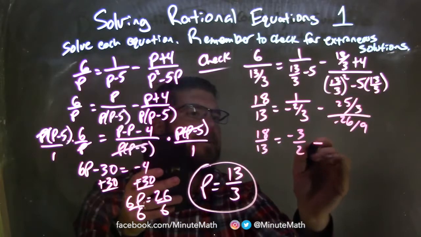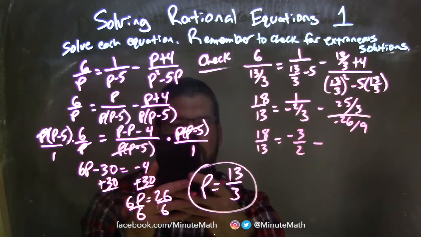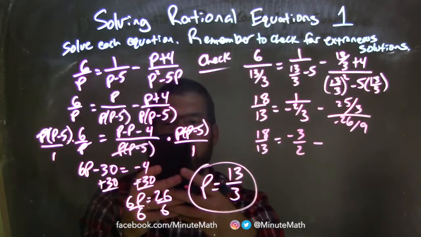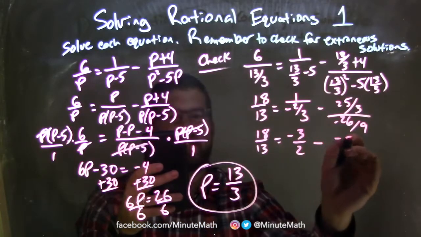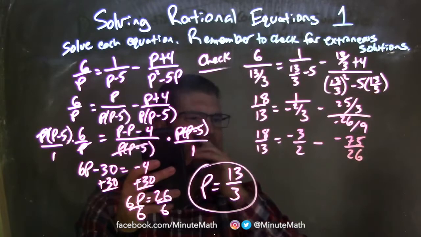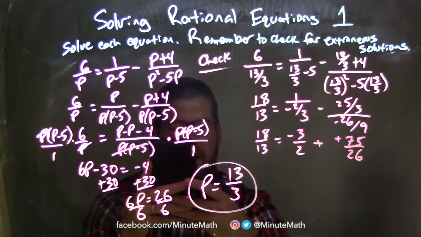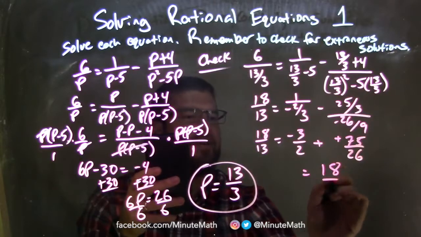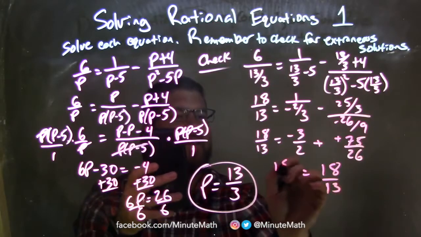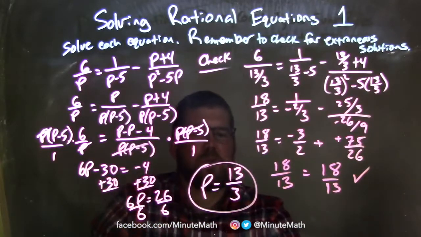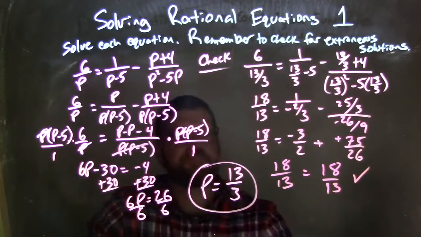That's correct. Minus here. And what's 25 thirds divided by a negative 26 ninths? And we have here a negative 75 over 26. Okay. Well, that becomes plus a positive, so times it by negative 1. And we add that plus a negative 3 halves. And that comes out to be right here 18 thirds. Or 18 over 13, sorry. And we have 18 over 13 right there. And my left and right hand side were equal. Fantastic. Confirming that p equals 13 over 3 is my final answer. It's not extraneous.